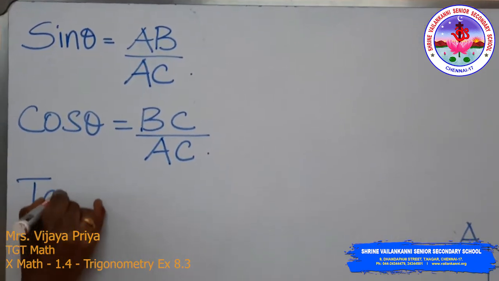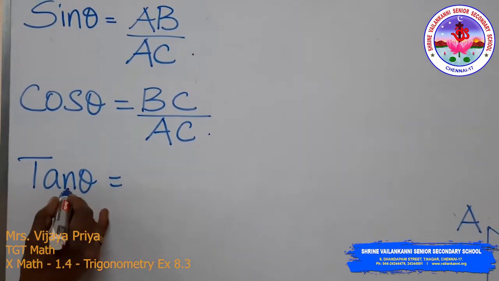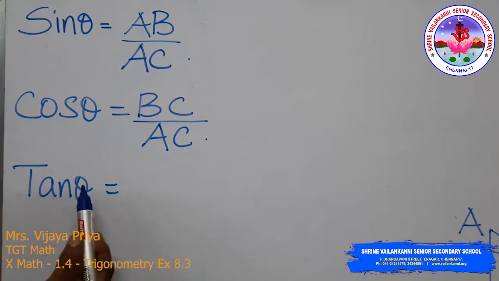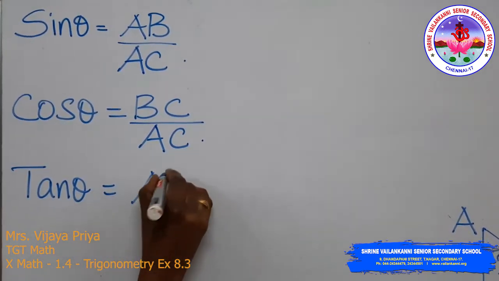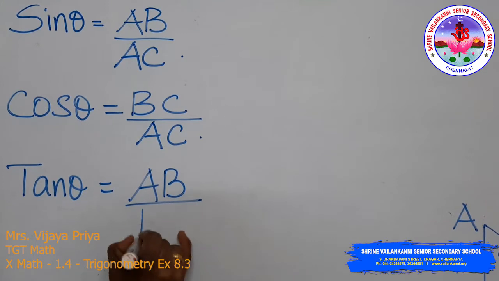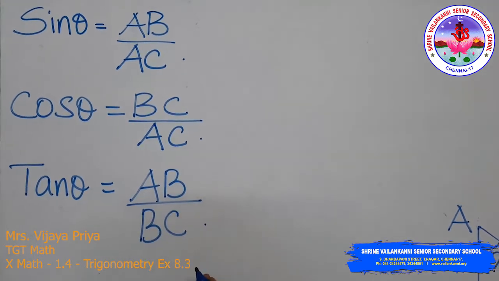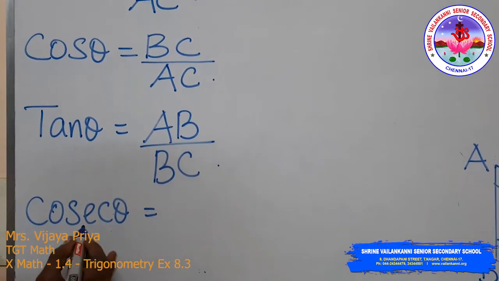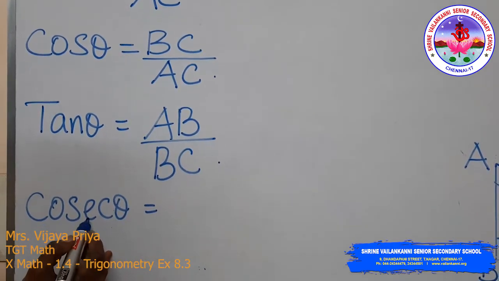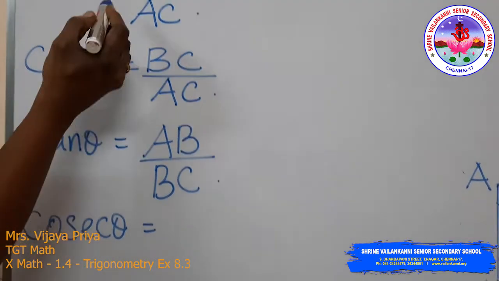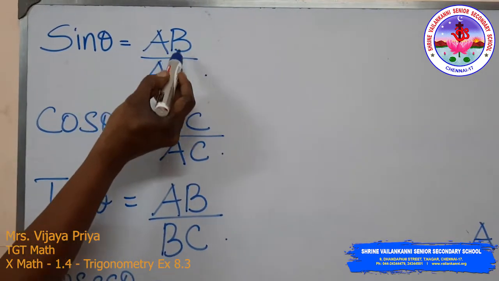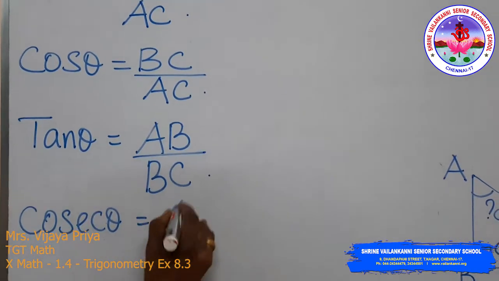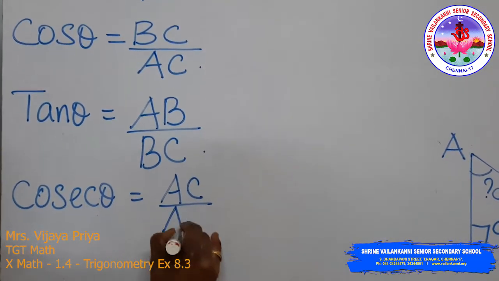Now tan theta is equal to the opposite side to theta by the adjacent side, where the opposite side to theta is AB and the adjacent side to theta is BC. Now cosecant theta is the reciprocal of sin theta, where sin theta is equal to AB by AC. So cosecant theta is equal to AC by AB.